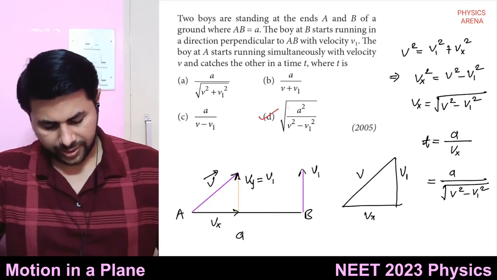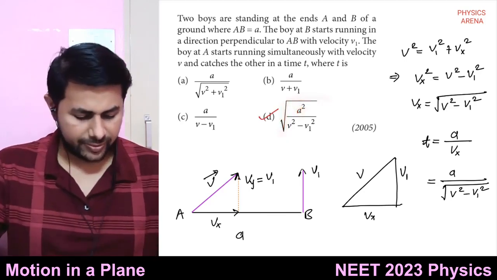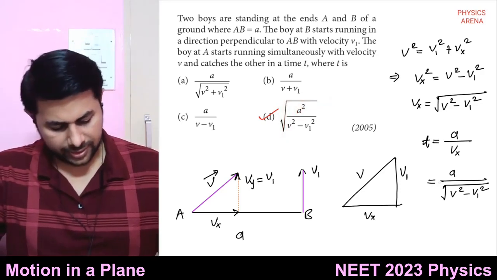There is a square here, right? So you can take its square root. Okay, so option D is the answer.